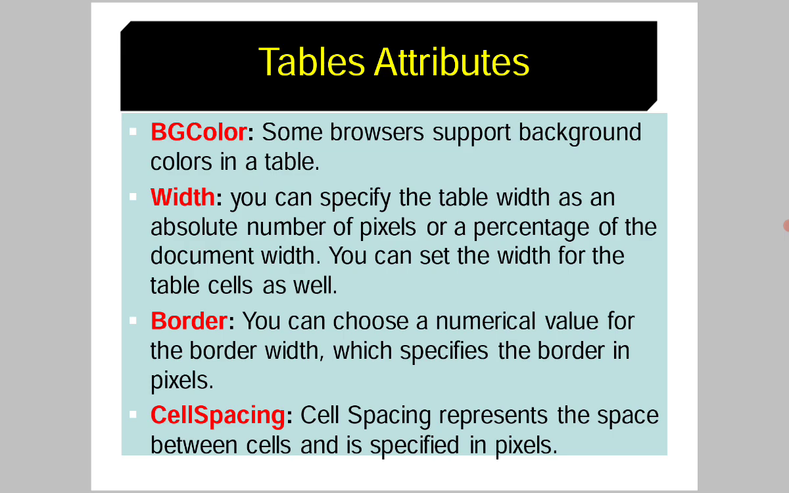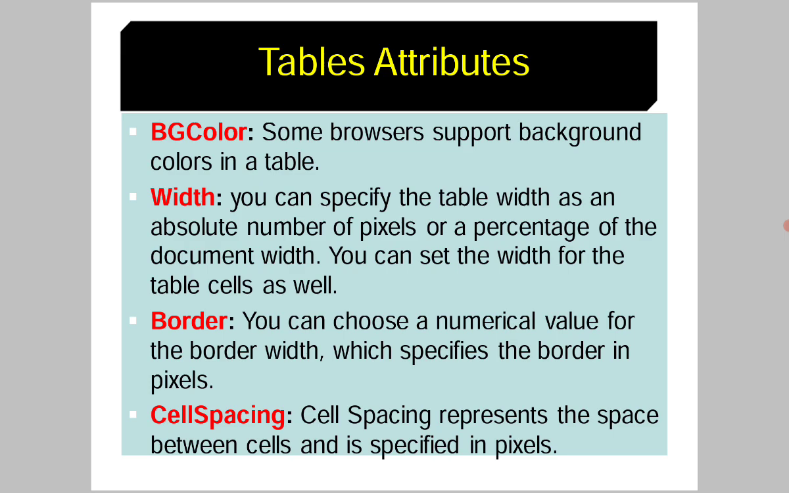Cell spacing. There are two important parameters or attributes or options used. They are called cell spacing and cell padding. What is cell spacing? Cell spacing represents the space between the cells and is specified in pixels.